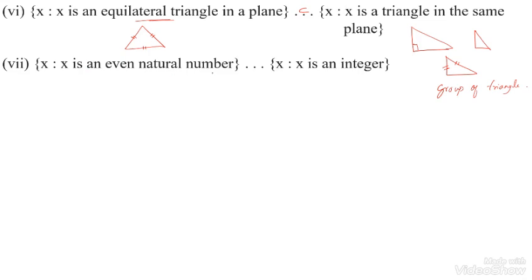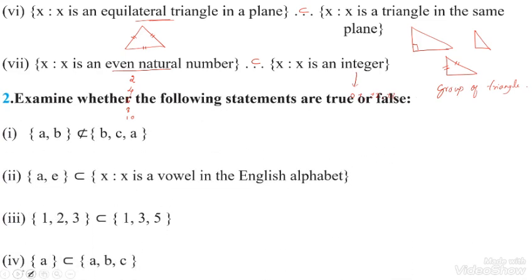X is an even natural number is a subset of X is an integer. Yes, because integers contain the numbers from 0 to plus or minus 1, plus or minus 2, plus or minus 3 and so on. From this, I can take only even natural numbers, means the numbers are only 2, 4, 6, 8, 10. Okay. From the main set, I have considered only the even natural numbers. That's why it is a subset. Okay. Now, let us move on to the next question.